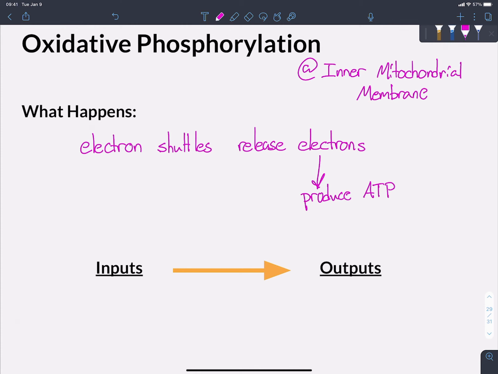The other thing that's going to happen with those electrons is that after they're used to produce ATP, they're going to be combined with oxygen and become water. So we'll have to add some protons to it, just so I'm not accused of any sort of chicanery here.